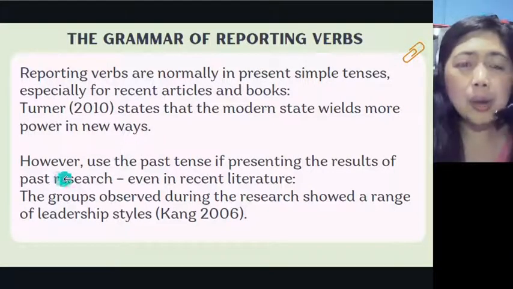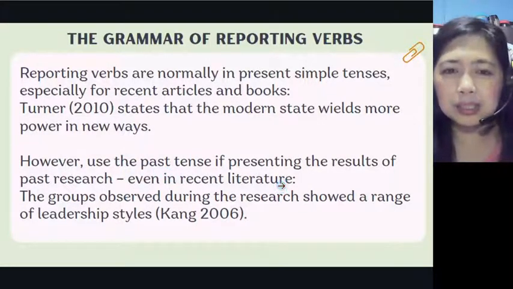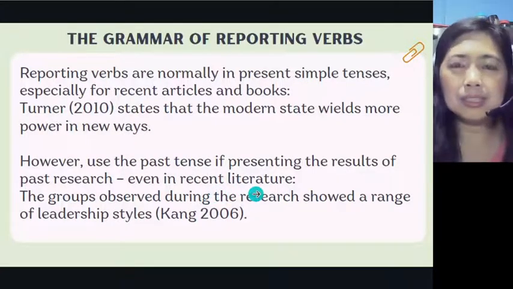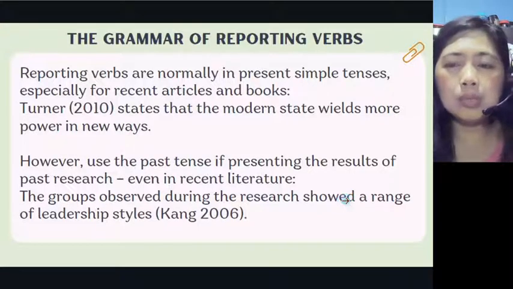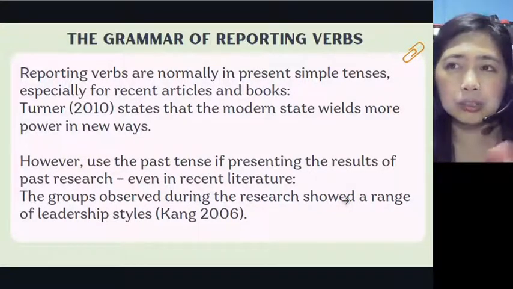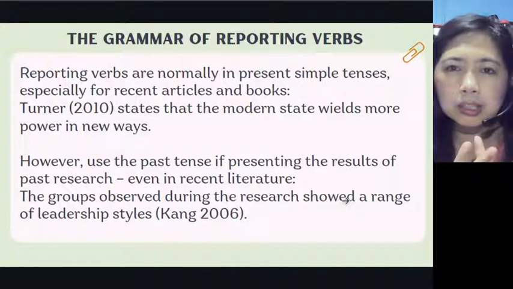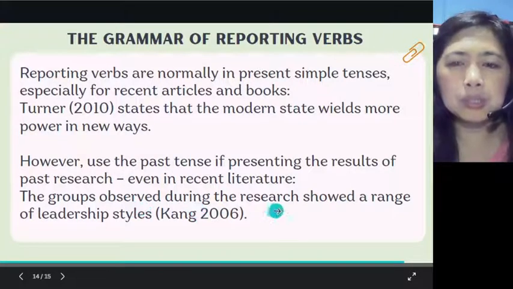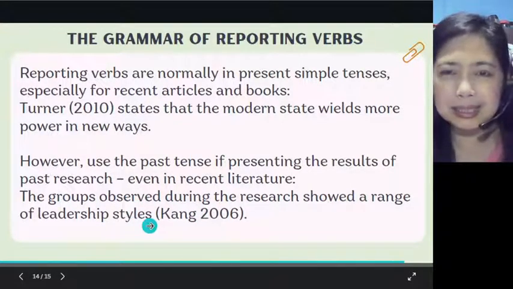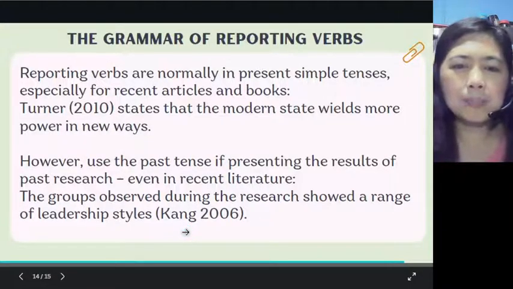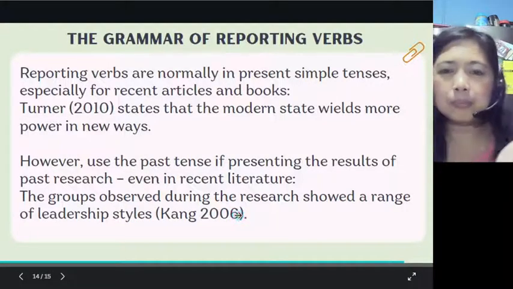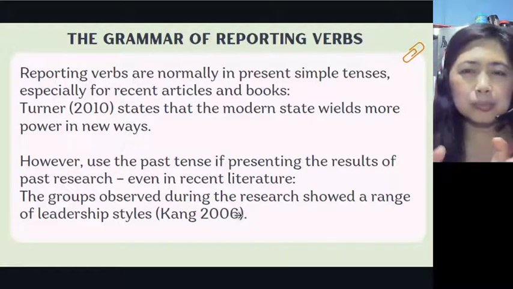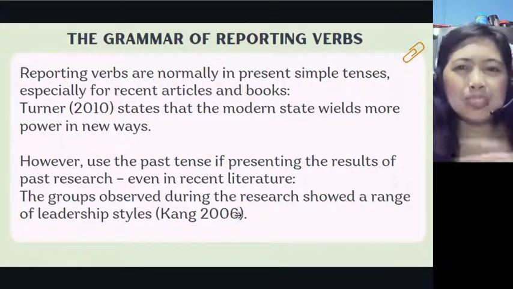However, use the past tense if presenting the results of past research, even in recent literature. So again, if we are presenting past research or research conducted before, even in recent literature, but the research was conducted even before, we use past tense. Example here: the groups observed during the research showed a range of leadership styles, according to Kang 2006. So the research showed a range of leadership styles. So 2006 is earlier, much earlier.